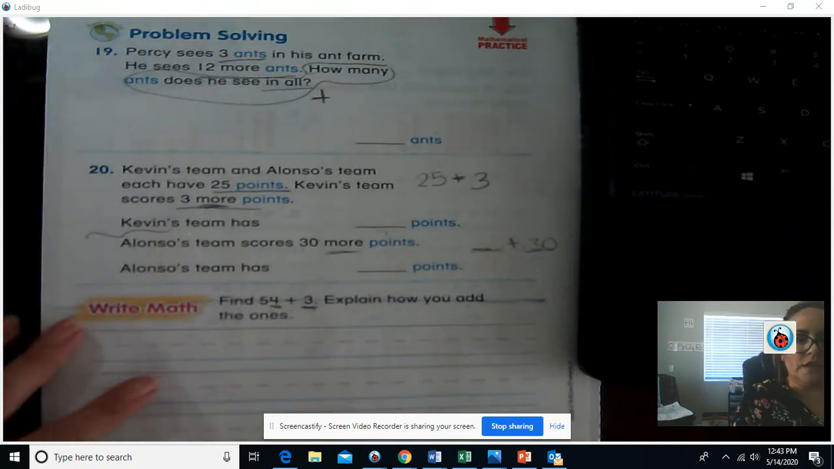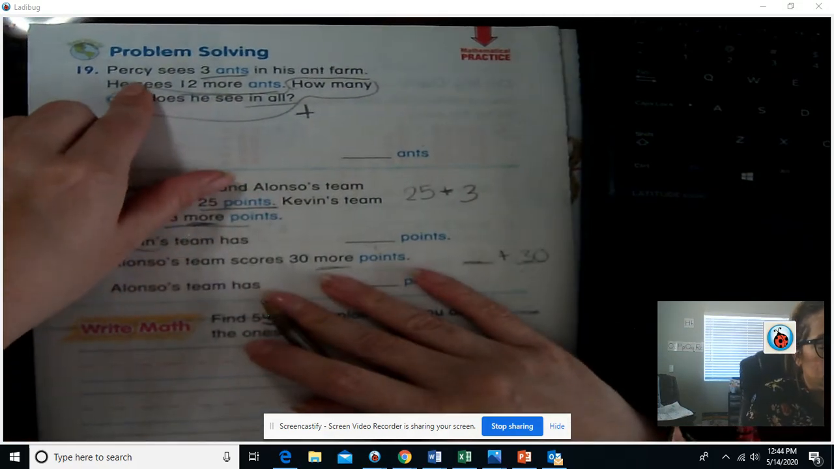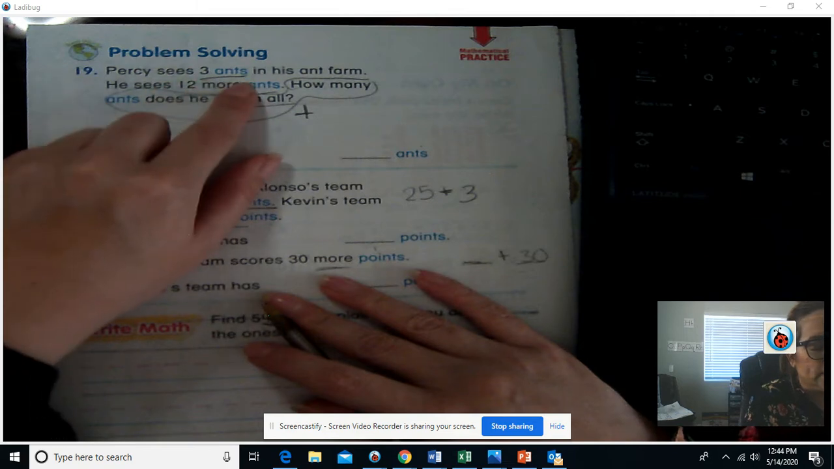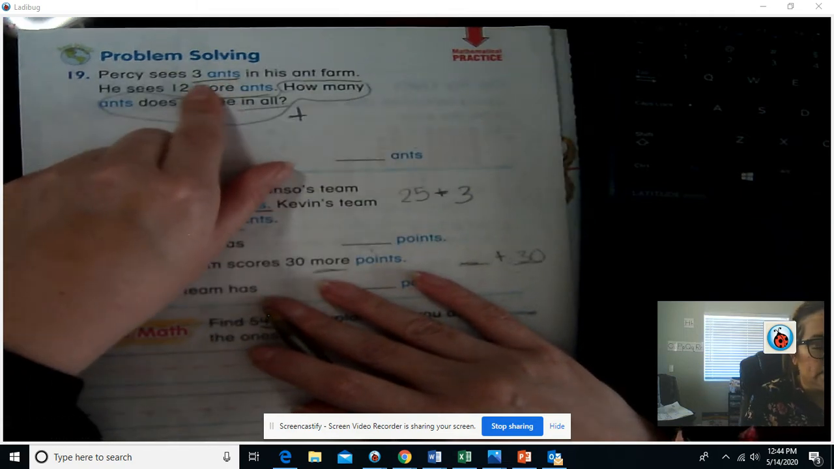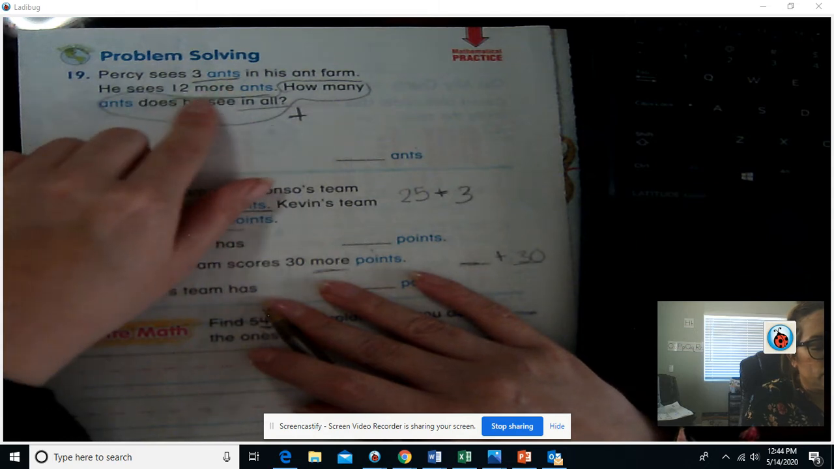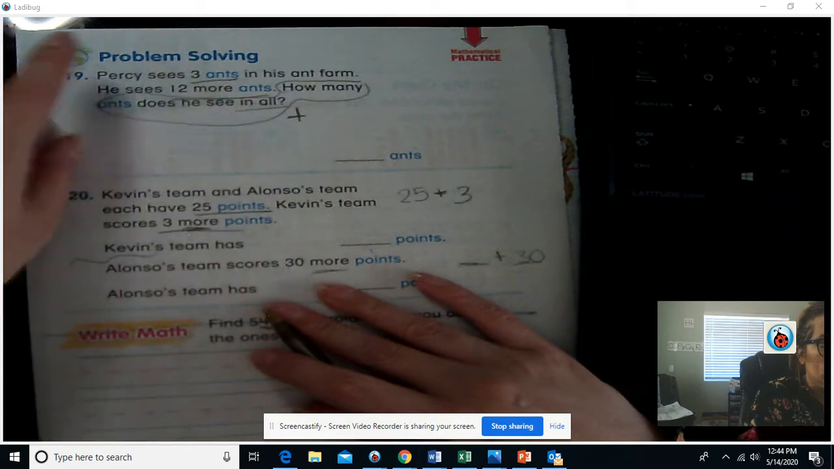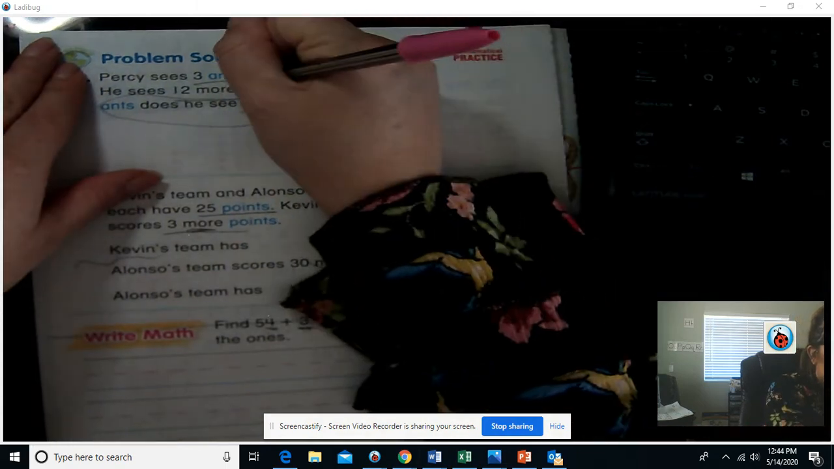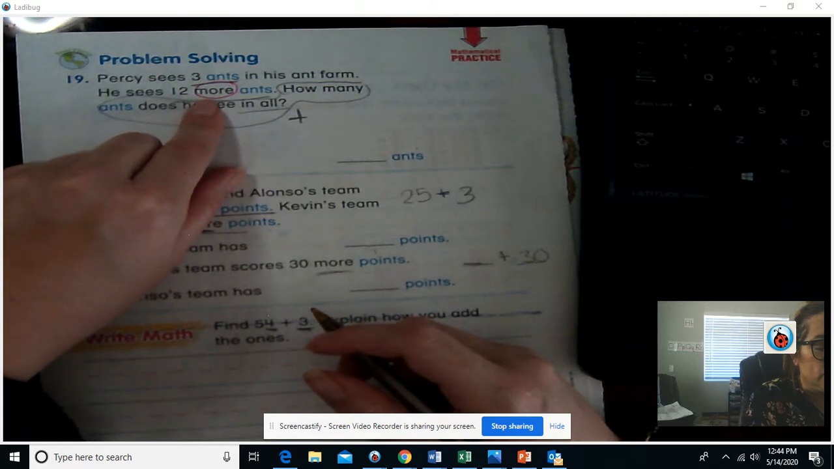Okay, we're going to underline what we know and circle what we need to find. It says, Percy sees 3 ants in the ant farm. So we know that she sees 3 ants. Underline it. He sees 12 more ants. Underline it. He sees 12 more. And we're going to circle the word more because that's a key word.